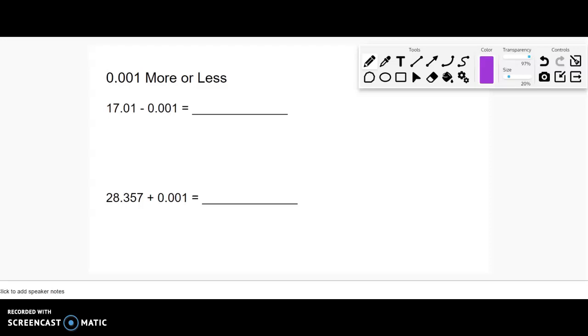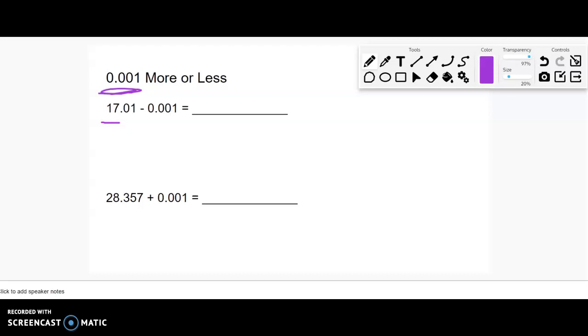All right, another one that's pretty similar, but this time we're doing 1,000th more or less than another number. So 17 and 1/100th minus 1,000. So what is 1,000th less than 17 and 1/100th?